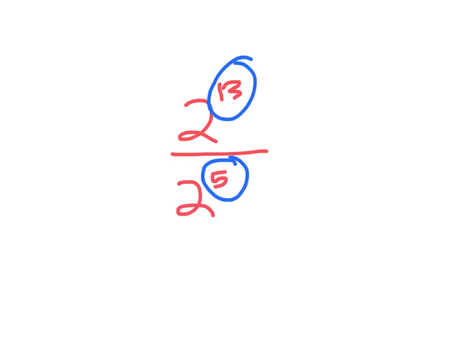So for this, we have 2 to the 13th over 2 to the 5th. As you can see, the numerator is higher than the denominator. So, we can subtract it and get 2 to the 8th.